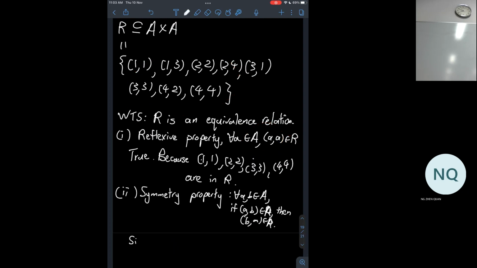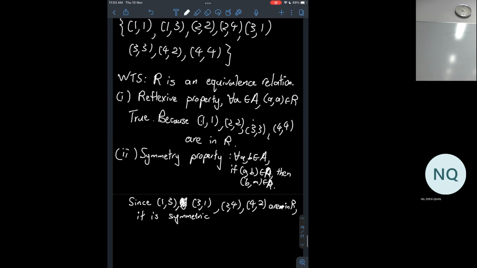And since (1,3), (3,1), (2,4), (4,2) are in R, it is symmetric. Okay. So transitive, how about transitive?